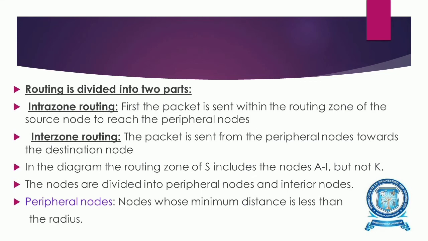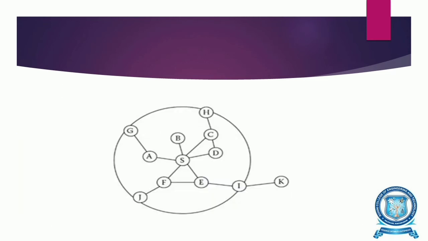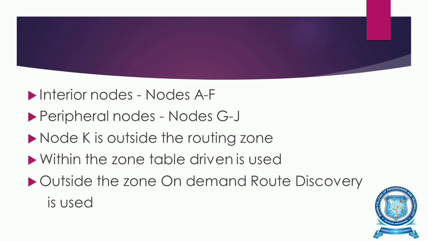Considering the next diagram, we are showing the inter-zone and intra-zone routing. The interior nodes are A to F, nodes G to J are the peripheral nodes, and node K is outside the routing zone. Within the zone, table driven routing is used. Outside the zone, on demand route discovery is used.